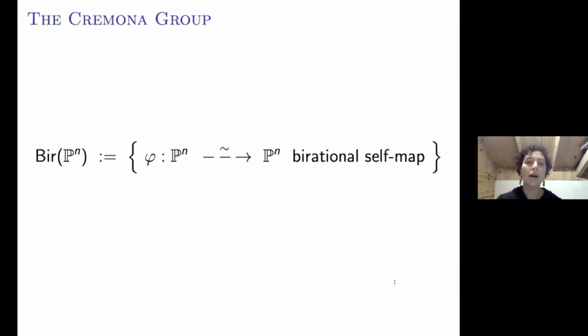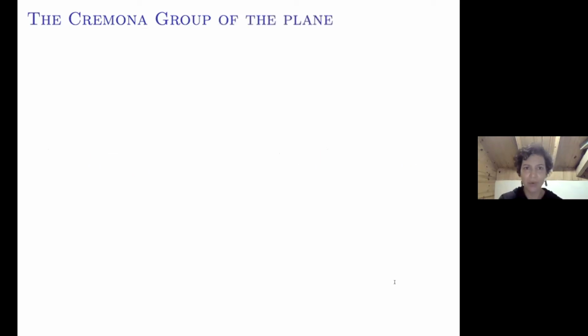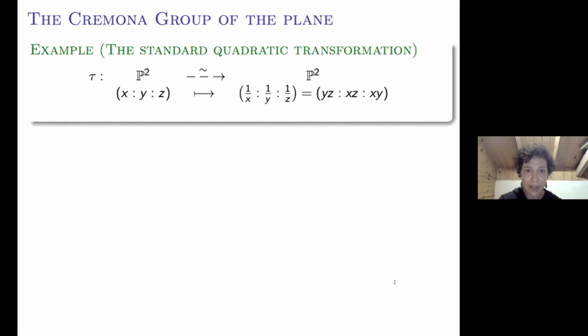Okay, so now I would like to focus on the Cremona group. So this is the group of birational self-maps of Pn. So this is a very interesting group. This is a huge group. So let me just discuss a few aspects of this group. Let me start with what is known about the Cremona group of the plane. So this is a classical object in algebraic geometry.